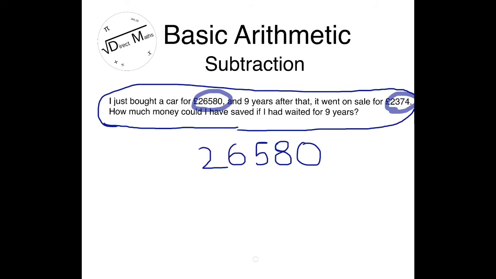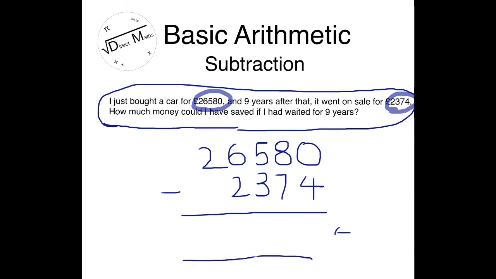So 26,580 on the top and 2,374 on the bottom. Minus sign there to remind us of what operation we're doing. And obviously the answer goes here. Now we work from right to left, like my friend taught you.